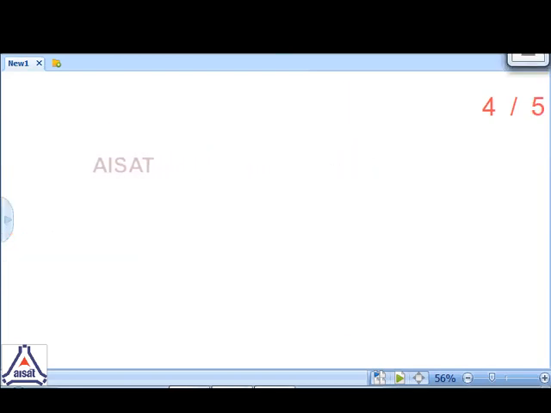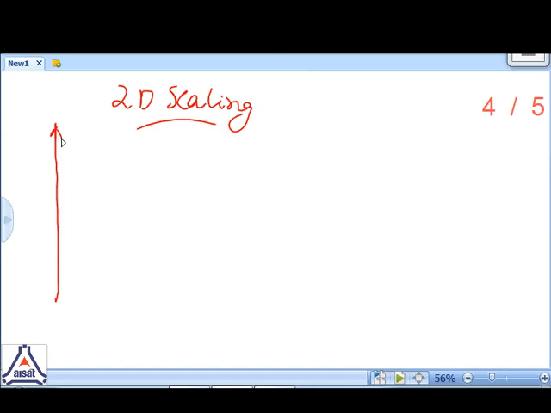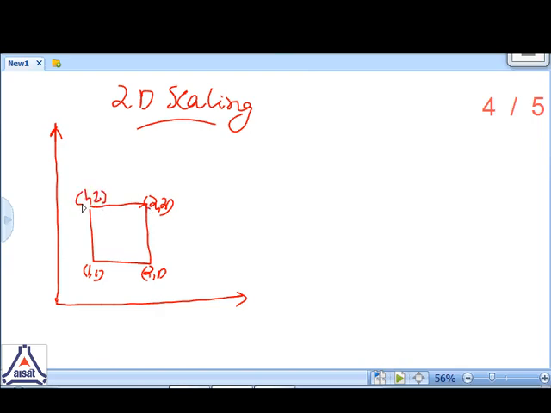So our next topic is 2D scaling. So what is the need of scaling? The scaling method is used in the zoom in and zoom out applications of computer graphics. So this is the basic algorithm behind the zoom in and zoom out application. So we again start with an example. Our square: 1 1, 2 1, 2 2, 1 2.